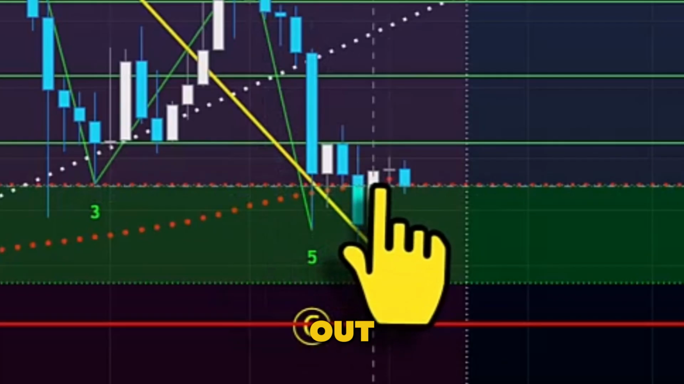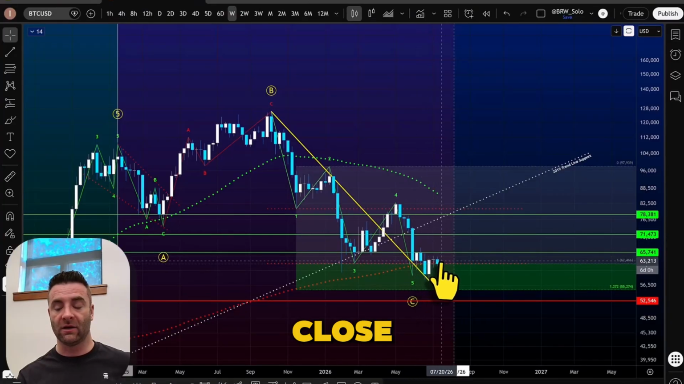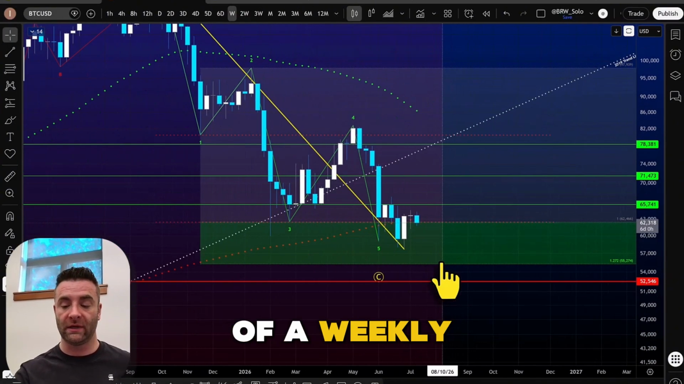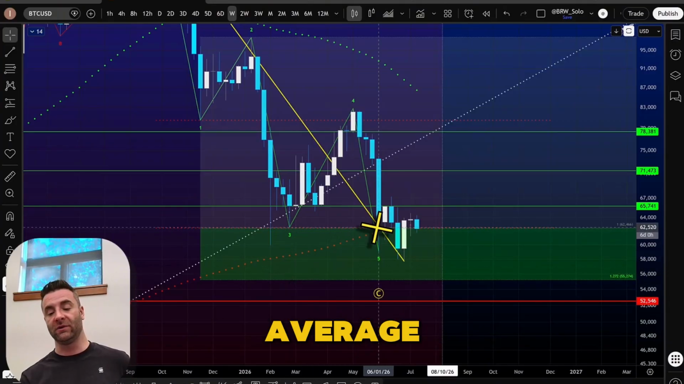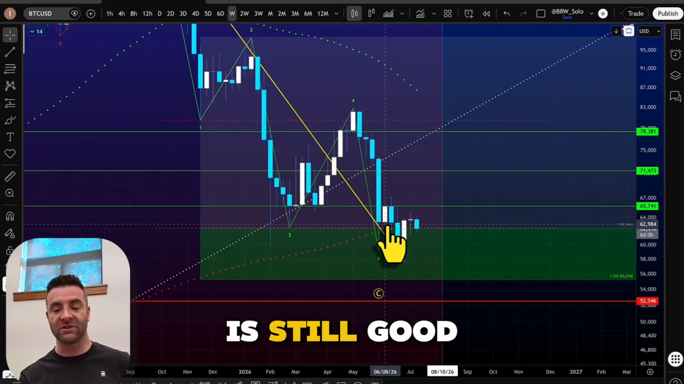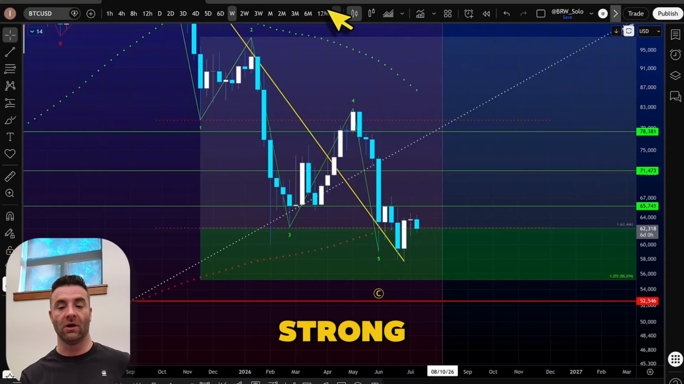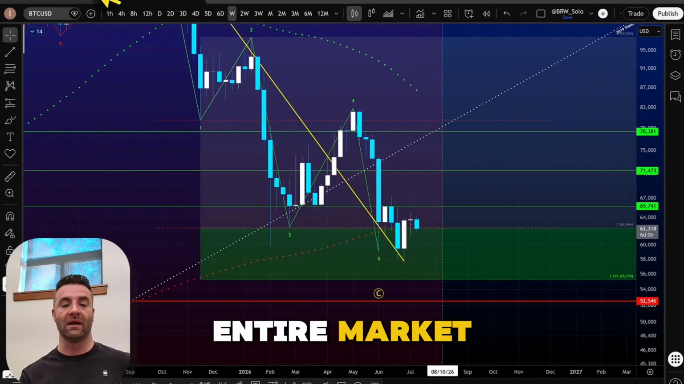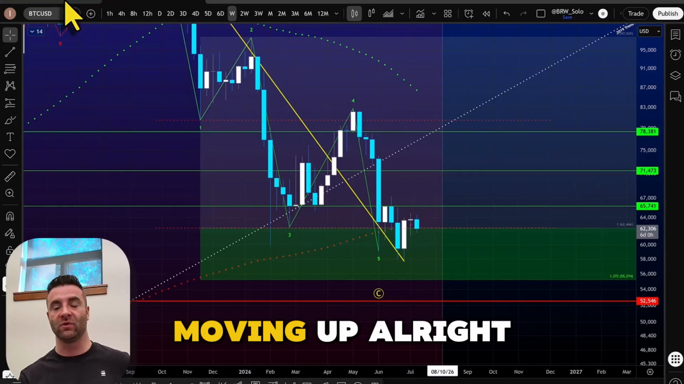It was just a little fake out right there. We've never had a close of a weekly candle under the 200-week moving average. Awesome. So everything is still good. Everything is still strong relative to the entire market, which supports TX moving up.